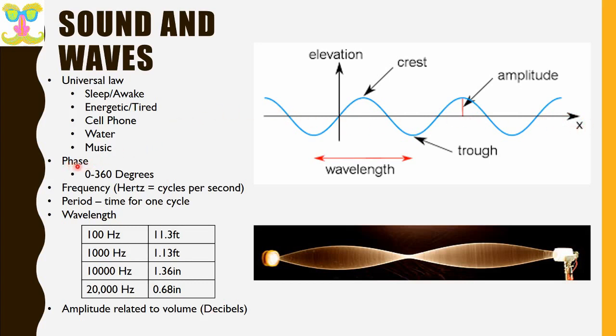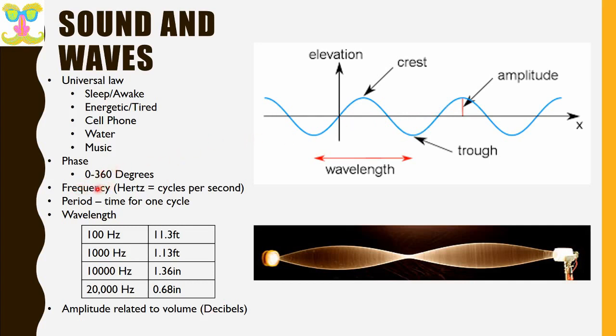The phase of the wave is measured in 0 to 360 degrees. So this is our 0, and we go up. This would be 90 degrees, 180 degrees, 270, 360, or 0 again. And that will repeat.